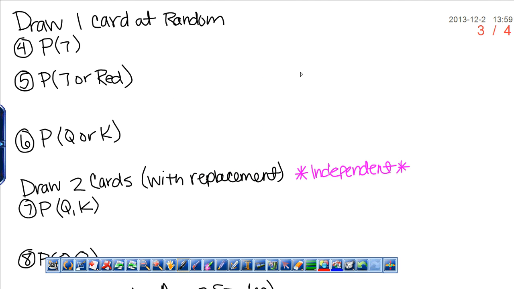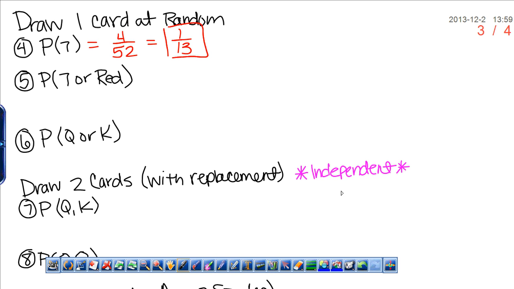So, if I draw 1 card at random, I want to know the probability that that card will be a 7. All right, well, let's think. How many 7s are in the deck? 4. Out of 52. Okay, and what is 4 out of 52 reduced to? 1/13. All right, that's pretty straightforward.